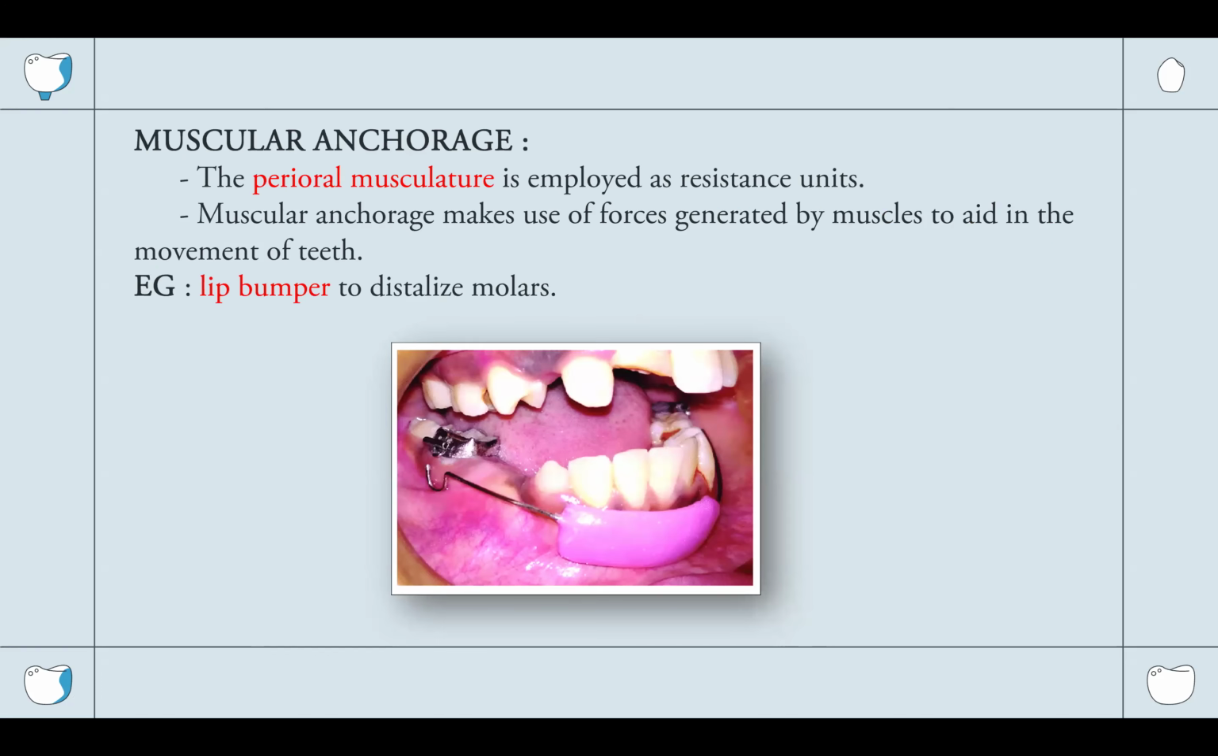Muscular anchorage. The perioral musculature is employed as the resistance units. The muscular anchorage makes use of forces generated by muscles to aid in the movement of teeth. Example, lip bumper to distalize molars.